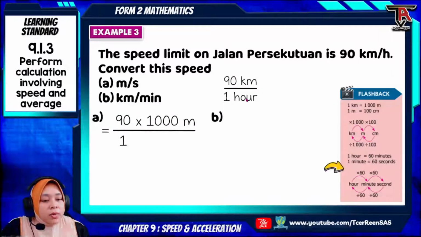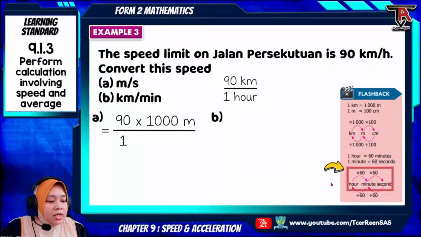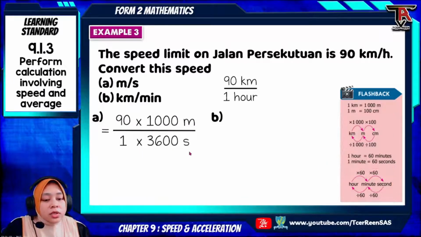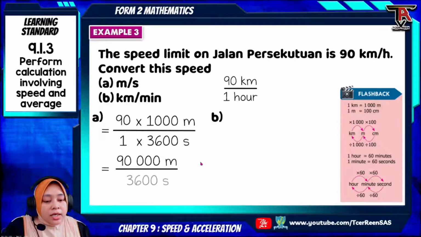We want to change from hour to second. Hour to minute, we need to multiply by 60. And if we want to move further to second, we need to multiply by another 60. So 60 times 60 equals 3600. So the lower part we need to multiply by 3600 seconds. Just go further with the calculation and the answer is 25 meter per second.